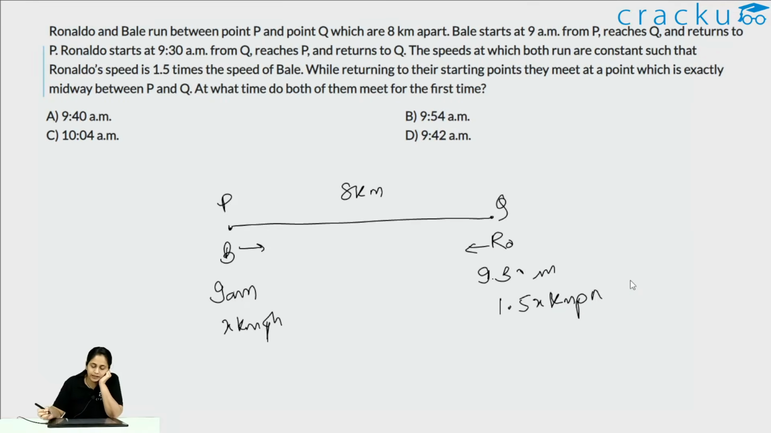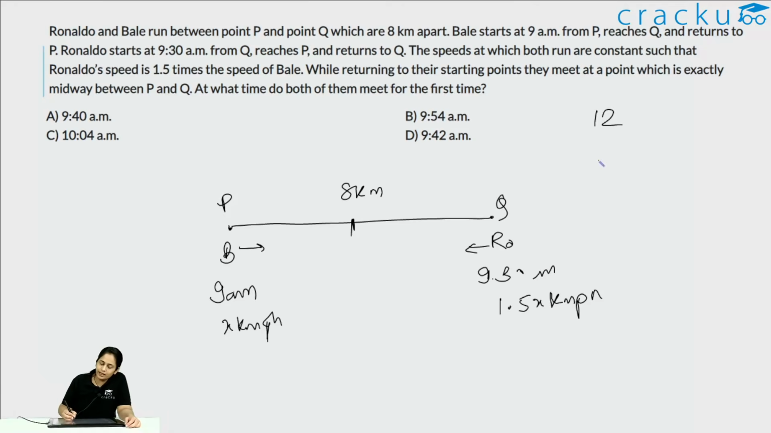Now, while returning to their starting points, they meet at a point which is exactly midway between P and Q. At what time do both of them meet for the first time? So in this case, basically when they are returning, Ronaldo goes to P, and once he comes back, somewhere over here midway between P and Q, he meets Bale, who is coming back from Q back to P. So Bale covers 12 kilometers in some time, and Ronaldo covers the same 12 kilometers in half an hour less, because he started half an hour after Bale.